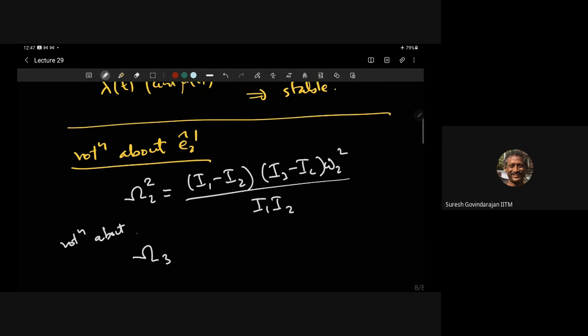I'm not saying which is lambda, which is mu. You can figure it out. Then we'll get something like this: omega square equal to I2 minus I3. I'm doing the cyclic thing, so I'm just writing stuff without any.